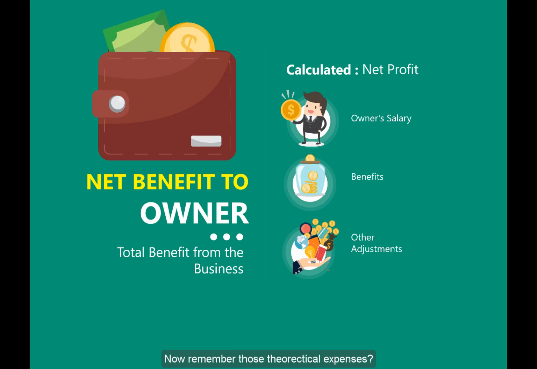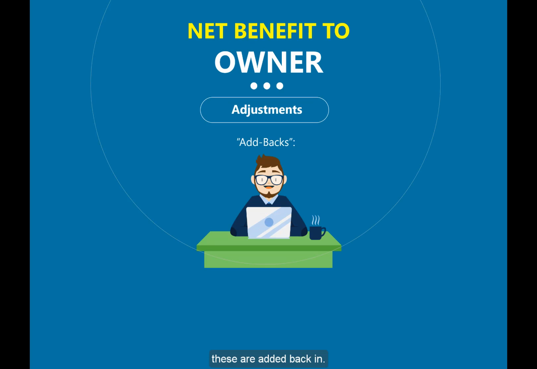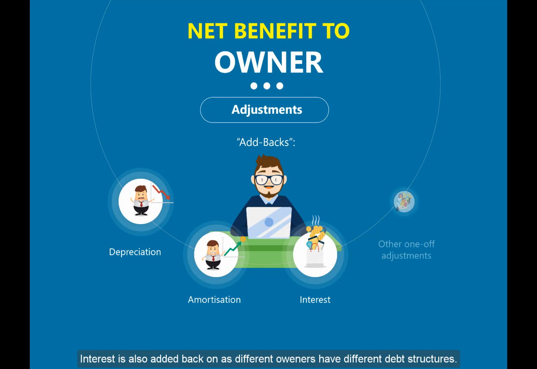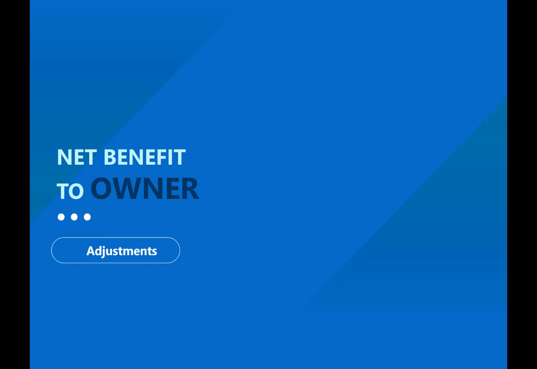Now remember those theoretical expenses? They're important. To calculate the net benefit to the owner, these are added back in. So depreciation and amortization are added back on to the net profit figure. Interest is also added back on since different owners have different debt structures. And finally, adjustments are made to the accounts. Sometimes there are add-backs that the seller believes should be added to the profit. For example, one-off costs that are not likely to be repeated. All of these add-backs increase the net benefit to the owner figure, making it higher than a simple net profit.